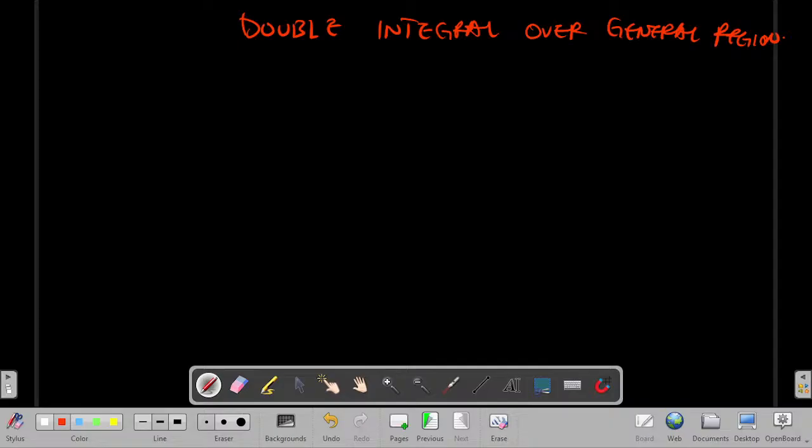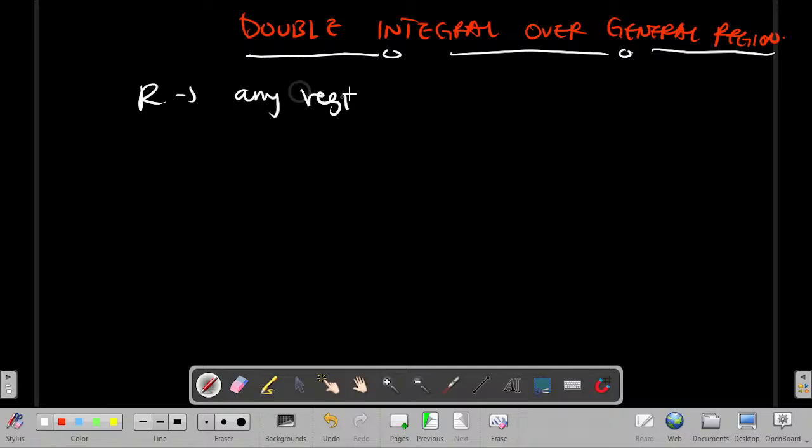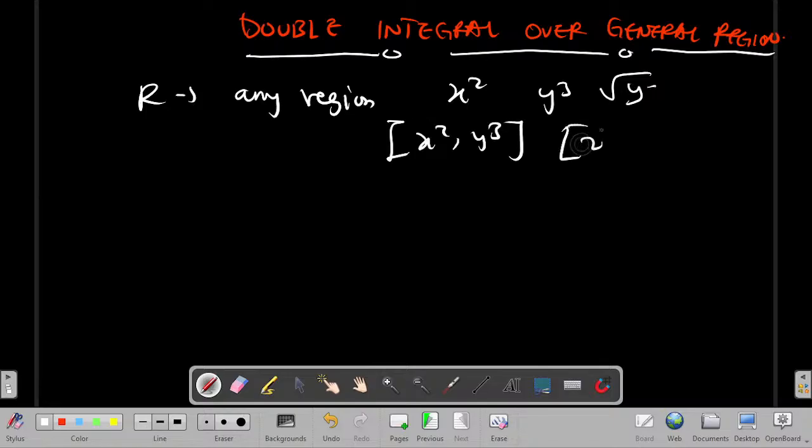So for double integral over general region, what do we mean? It was so nice when you were solving the integral and it was rectangular. Please, it's not always rectangular, okay? There are cases where your region R is going to be any region. The word any region here means that your region can be x squared, can be y cubed, root of y. They are all regions. So a case will come where I'll give you your limit to be x squared, y cubed. How do we do this?